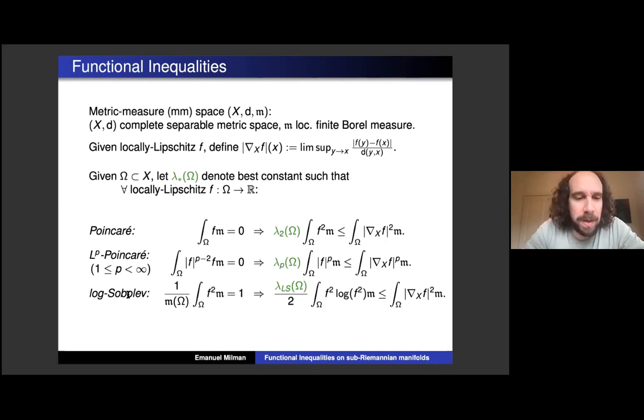And finally, the third kind of inequality we'll be interested in is the log-Sobolev inequality, which is the requirement that under this now natural balancing condition on f, we have this relation between the L2 norm of the gradient on the right-hand side, but here we use kind of an L2 log L type norm, somehow a small strengthening of the L2 norm here. And the best constant here, up to this traditional factor of two, is denoted by lambda LS for log-Sobolev, okay?